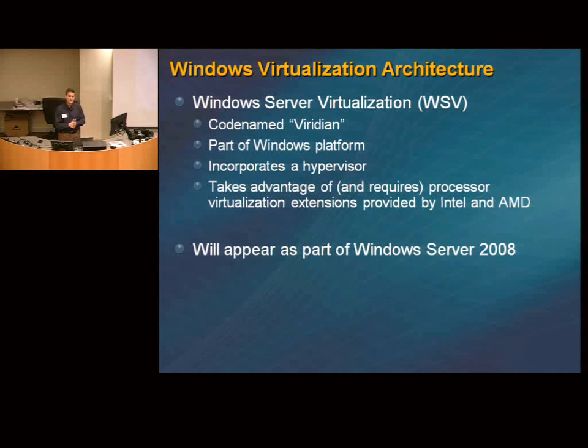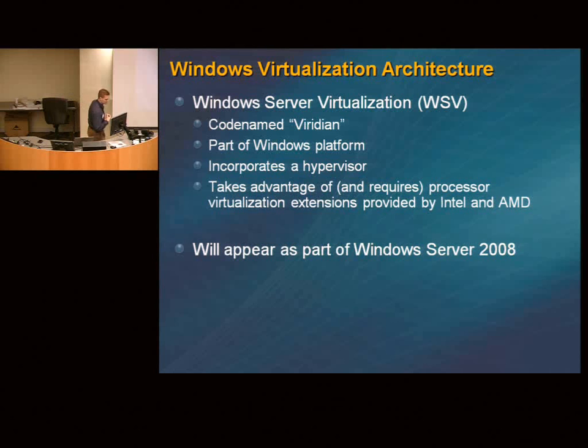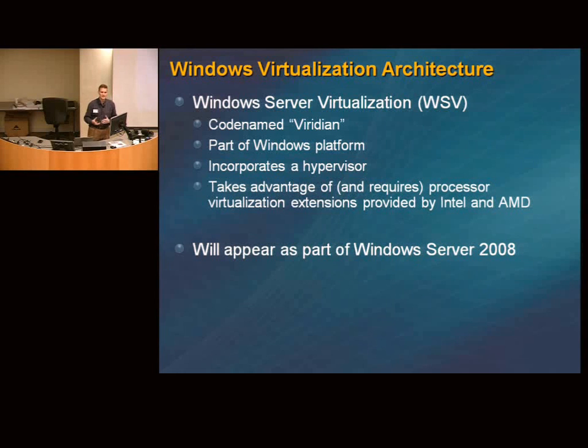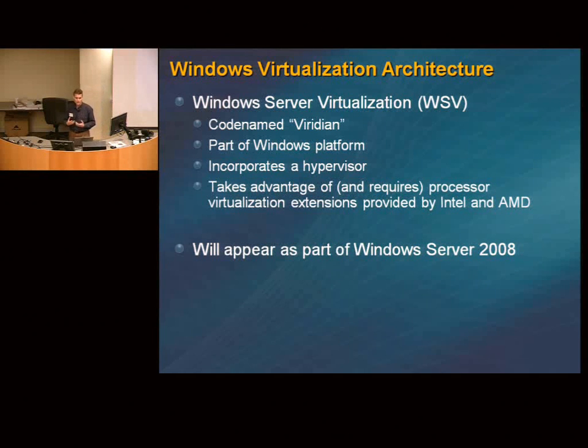WSV is part of the Windows platform, so it'll be part of Windows Server, and it is a true hypervisor. It takes advantage of some new processor features that are built into both Intel's and AMD's processors. In fact, it requires these new extensions. So we're making a big bet on the new hardware that's coming out, and it will appear as part of the release that we have recently referred to as Longhorn Server. That was our code name for it, but the marketing folks recently came up with a really snazzy title of Windows Server 2008. That was a big surprise, huh?